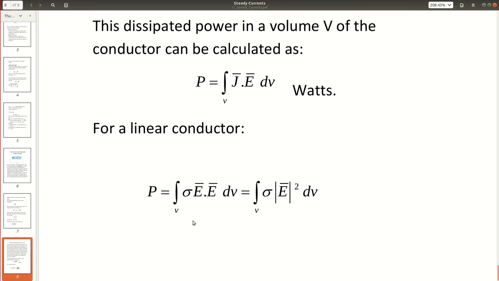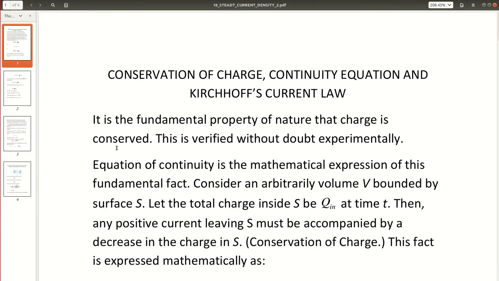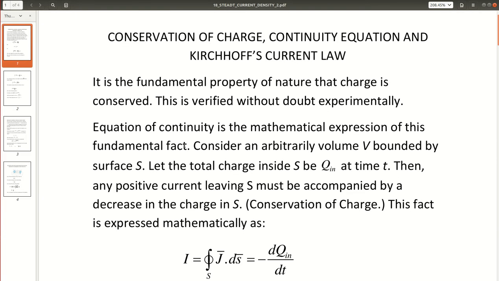If you put J as rho E, it is the integration of rho E squared dV. This is the dissipated power in a conductor. Now let's see the conservation of charge, or the continuity equation, and Kirchhoff's current law.